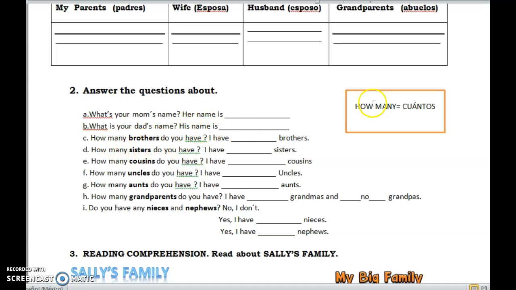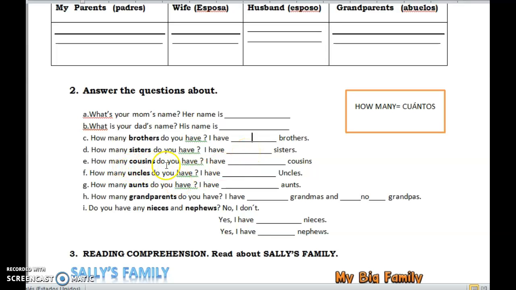How many es cuántos. How many brothers do you have? So I have 1 brother, I have 2 brothers. So what you're going to write here is a number. For example, you're going to write 2 brothers. I have 2 brothers, or I have 3 brothers, or I have 1 brother. Okay, that's it. How many sisters do you have? ¿Cuántas hermanas tienes? I have 1 sister, 2 sisters.